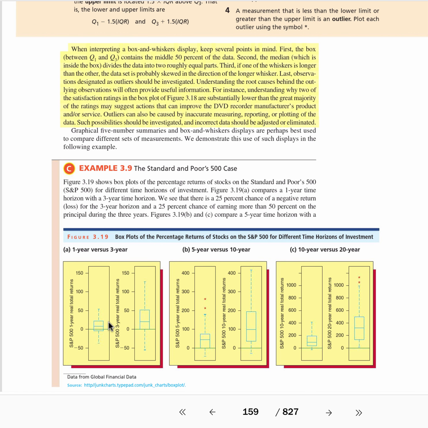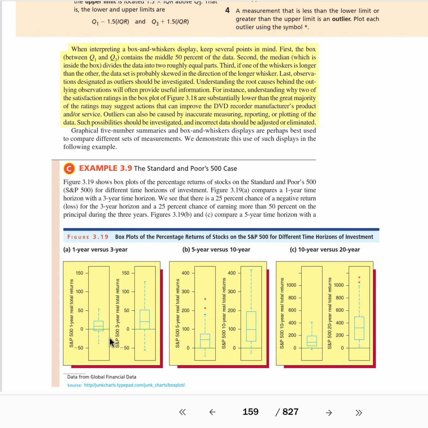Now, example 3.9 is a very nice example and shows you the comparison between different types of stocks that are available for us from the Standard & Poor's 500. It shows you a comparison if you want to invest in 1 year versus 3 years, the first figure, 5 years versus 10 as the second, 10 years versus 20, the third one.